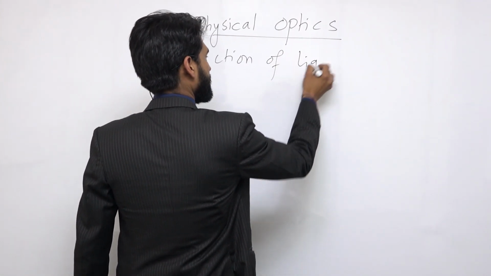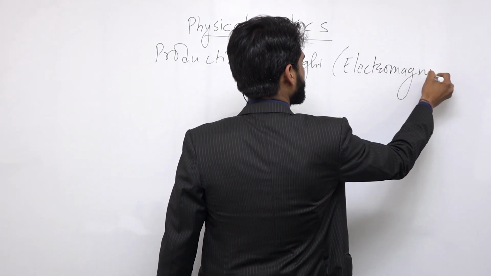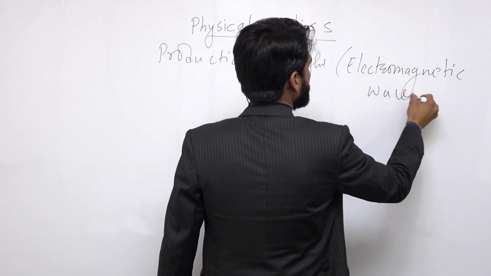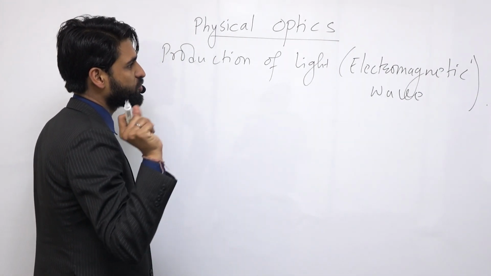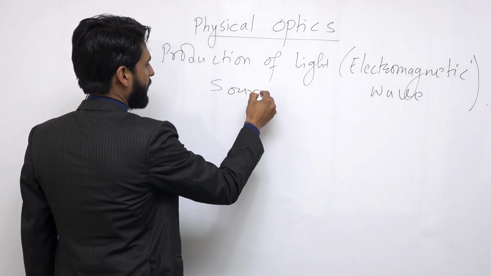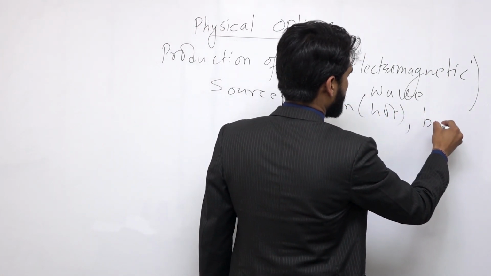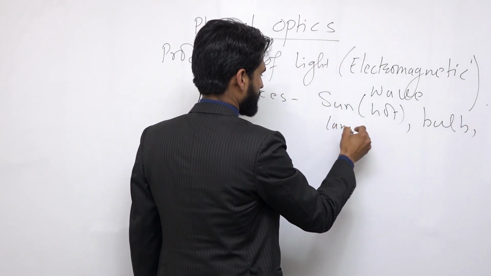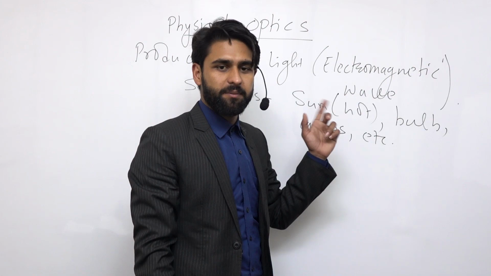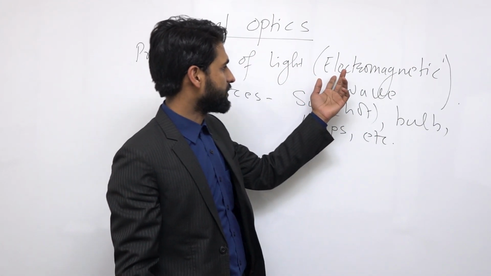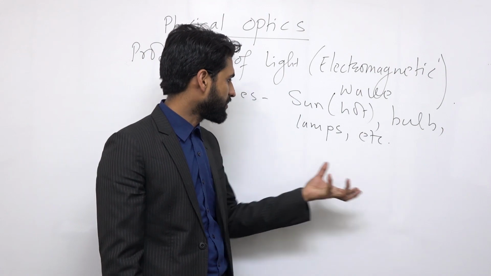Production of light, that is, the electromagnetic wave. How is it produced is the first thing. If we consider any source of light, there are sources like the sun, which is very hot, and sources like bulbs and lamps. Since we are considering the electromagnetic wave, there is both an electric as well as a magnetic field.